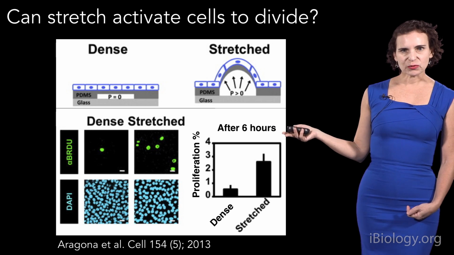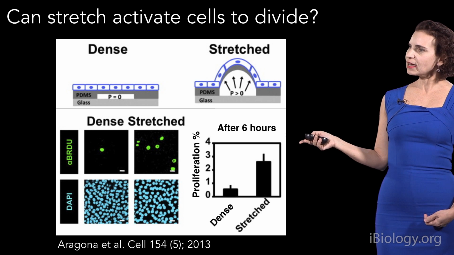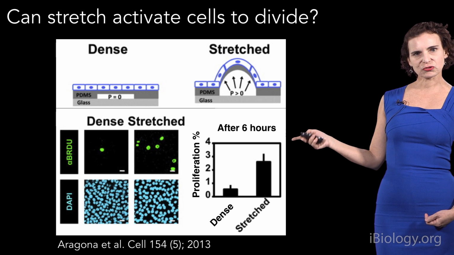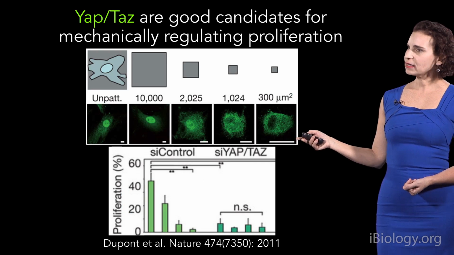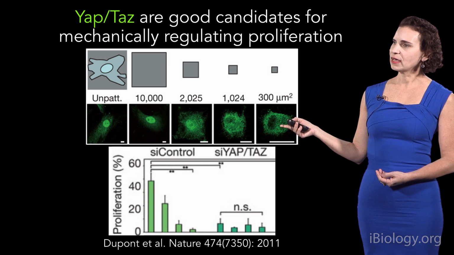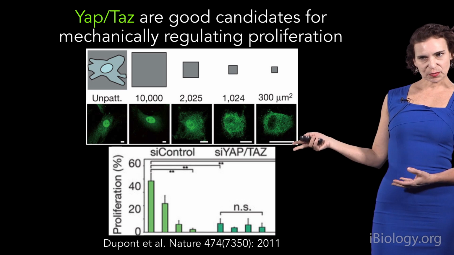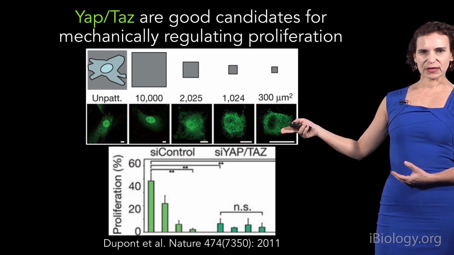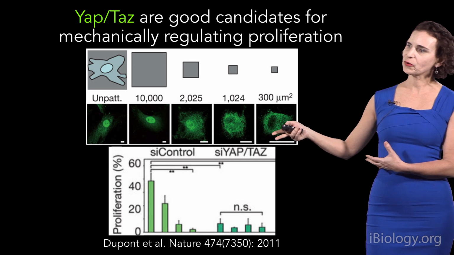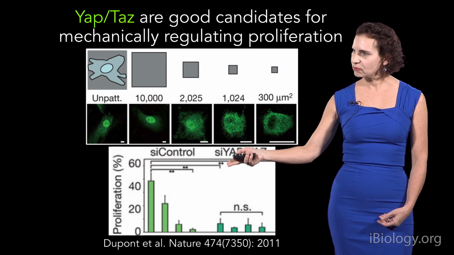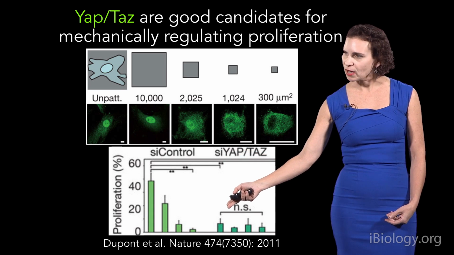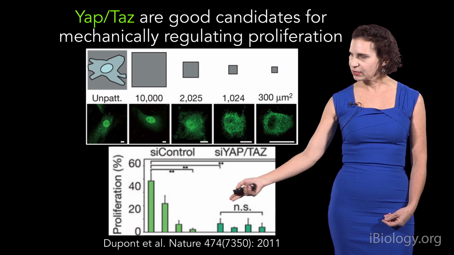So from previous work that they had done, they had a good candidate for what may be controlling this whole process of stretch-induced proliferation. And that came from YAP and TAZ. YAP and TAZ are transcription factors that work downstream in the Hippo pathway that are responsible for proliferation in this pathway. And what you see is that if you knock down YAP and TAZ, that really blocks that proliferation. You can see in this graph here.